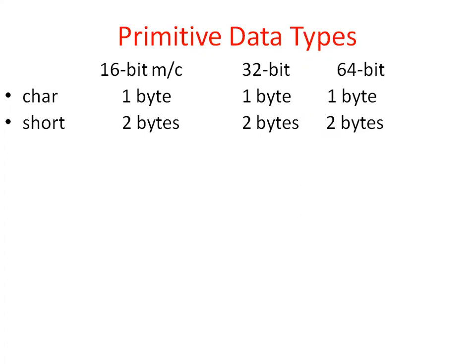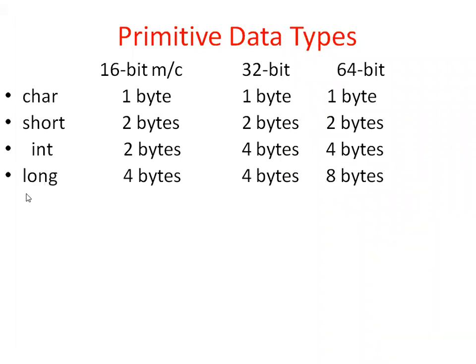Char means 1 byte, and short int means 2 bytes on any machine. Okay, now int differs. On a 16-bit machine it is 2 bytes, and on 32-bit and 64-bit it is 4 bytes. Even on a 32-bit machine and a 64-bit machine, it is 4 bytes.